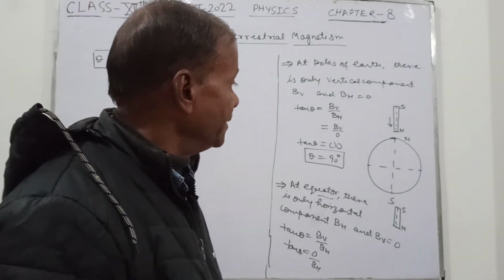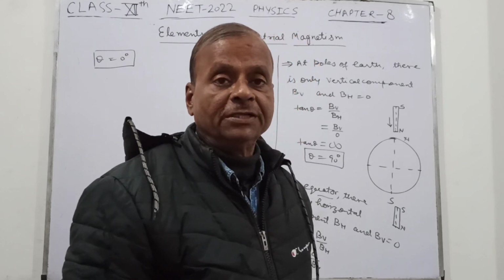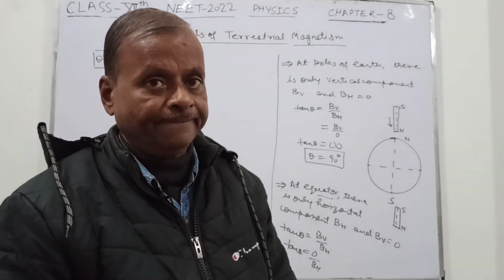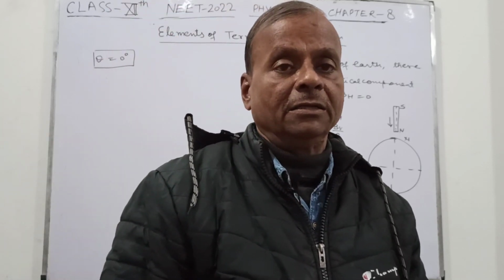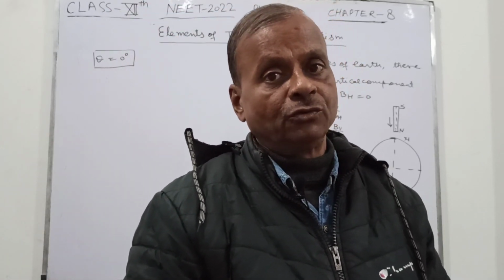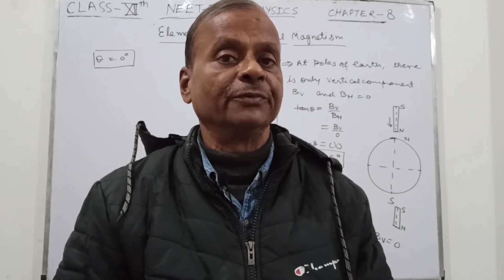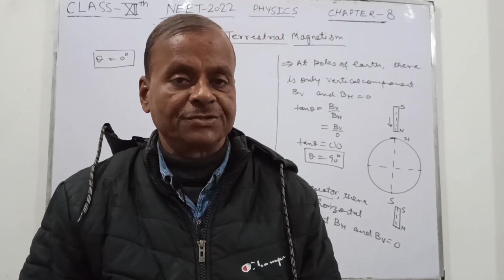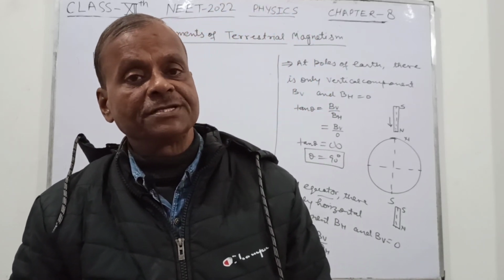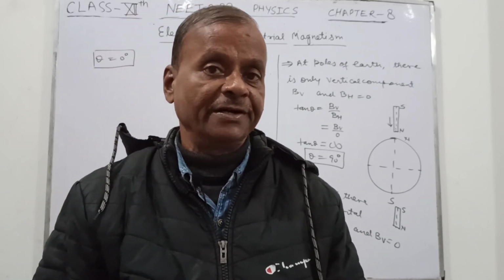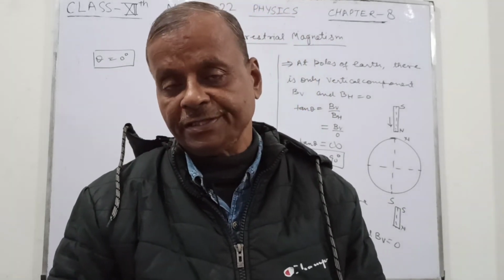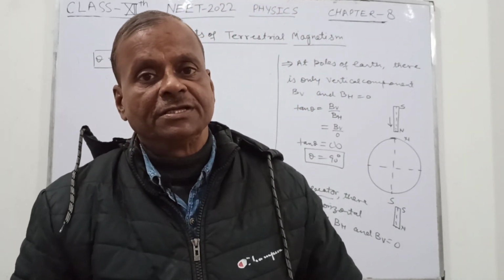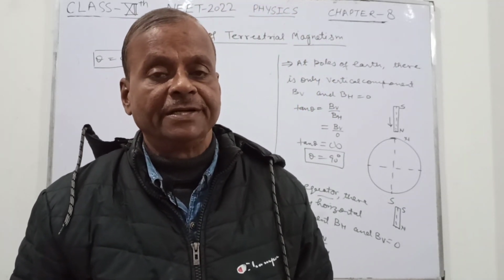So we have the two components of the Earth's magnetic field. This is about terrestrial magnetism. These elements are required to know the value of the horizontal component at a certain place. At different places the angle of inclination is different, and the vertical and horizontal components are also different. So these are the elements of terrestrial magnetism.